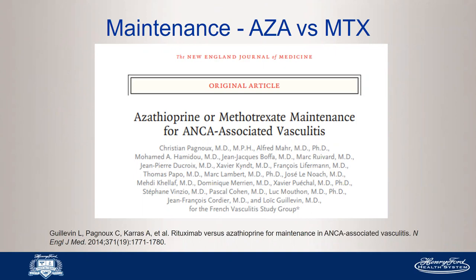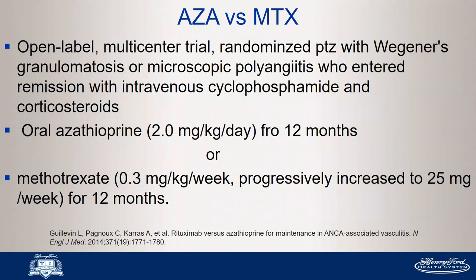What about methotrexate? So this was published in the New England Journal of Medicine. And what they did was essentially compare azathioprine versus methotrexate for maintenance therapy. The oral azathioprine group received 2 milligrams per kilogram per day, that's the standard dose, for 12 months. Methotrexate was 0.3 milligrams per kilogram per week, progressively increased to 25 milligrams per week for 12 months.